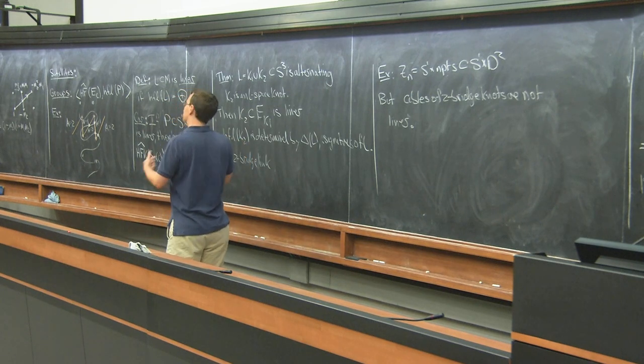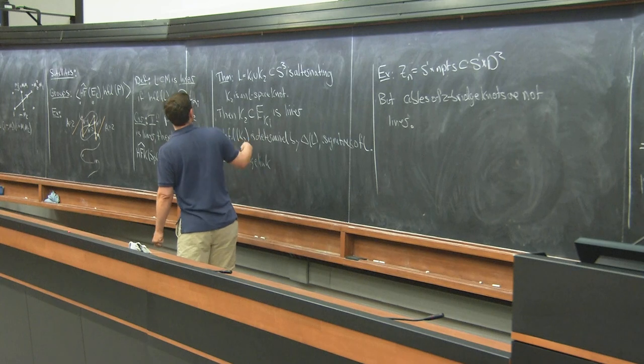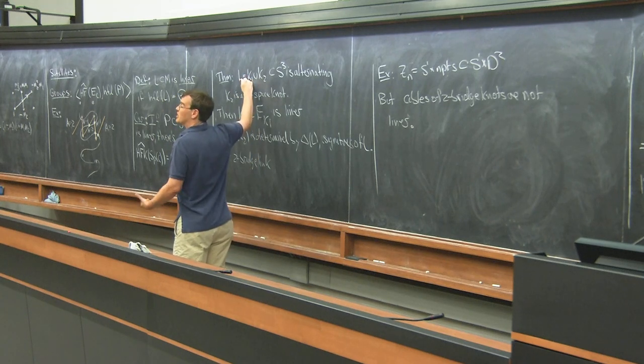If I'm just thinking about pattern knots, if I want something that actually gives me a pattern, then I need to take K1 to be the unknot.